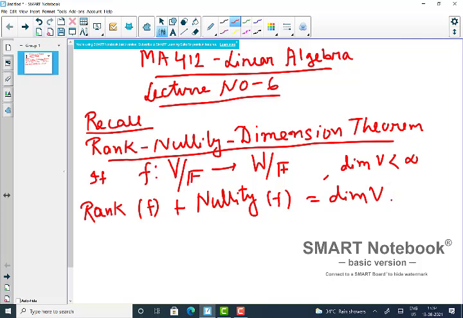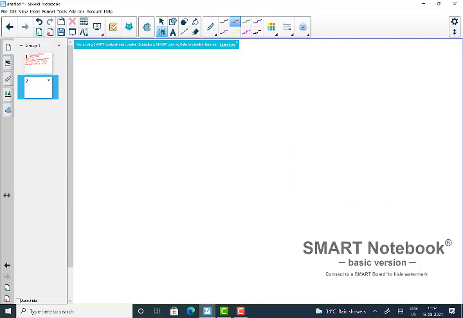Yeah, so obviously you can ask for many examples: how to find the null space, the range, everything, we can give examples. Okay, so let us start with a few examples. Now, what are the known maps? Given any vector space V, you know that.